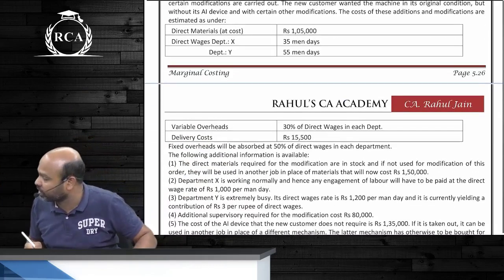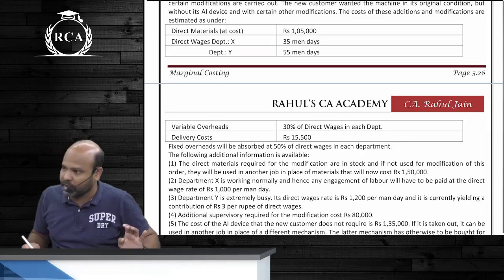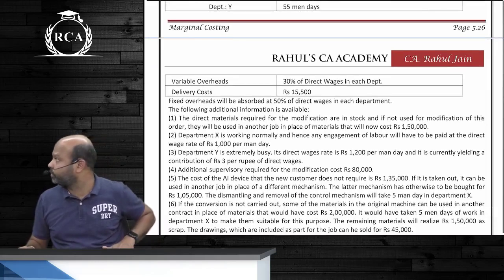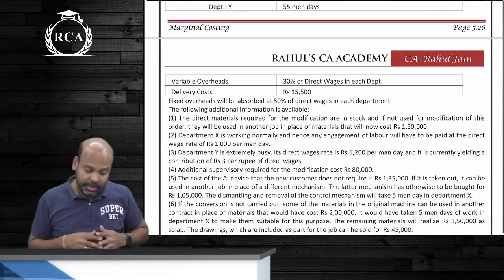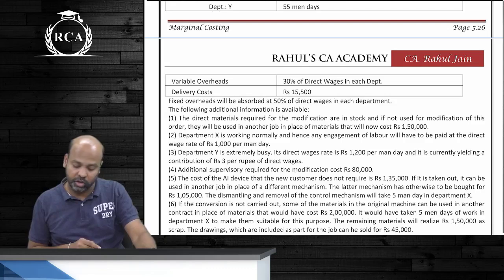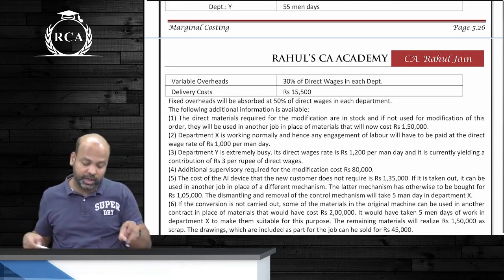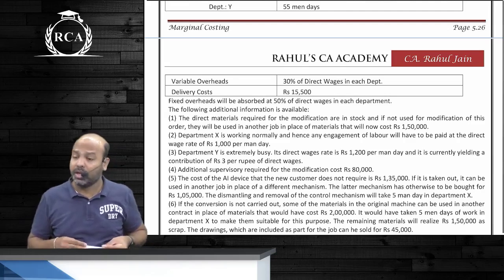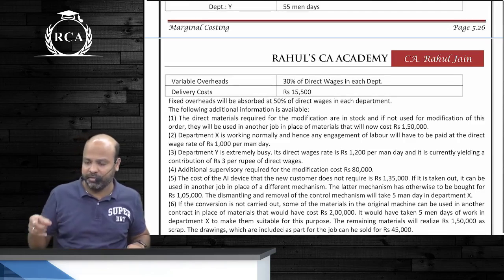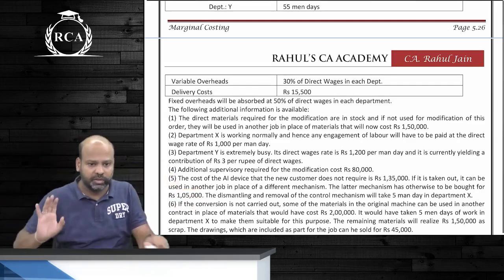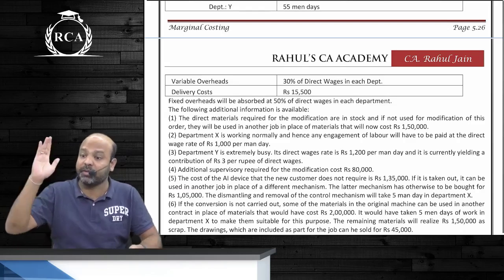First is direct material at cost. How much? 1,05,000. Look below. The direct materials required for the modification are in stock and if not used for modification of this order, they will be used in another job in place of materials that will now cost 1,50,000. Not exactly replacement, but if I do not use those materials here, somewhere else I can save 1,50,000. Opportunity cost has become 1,50,000.